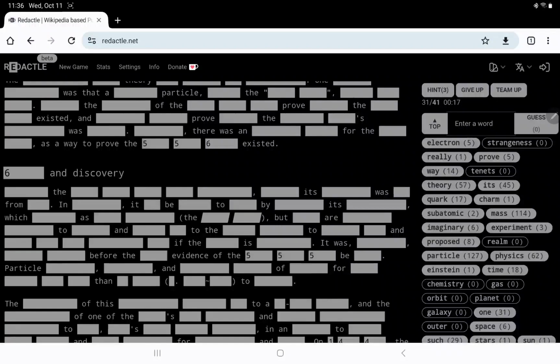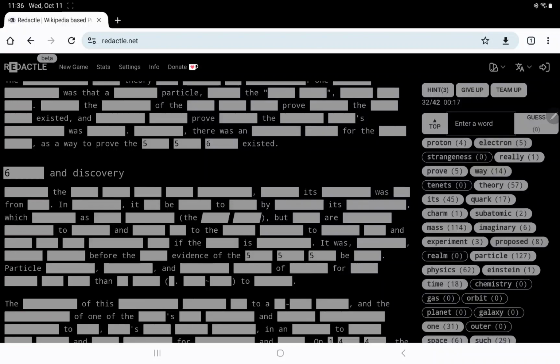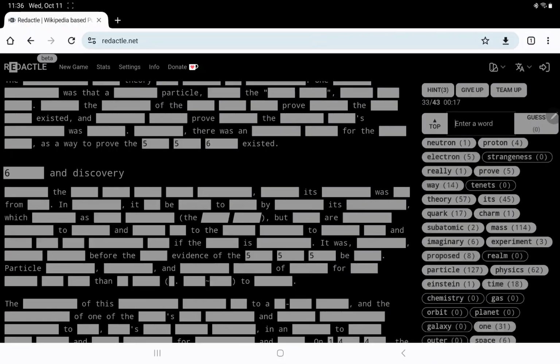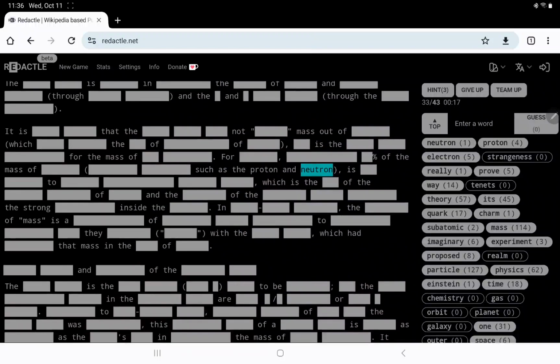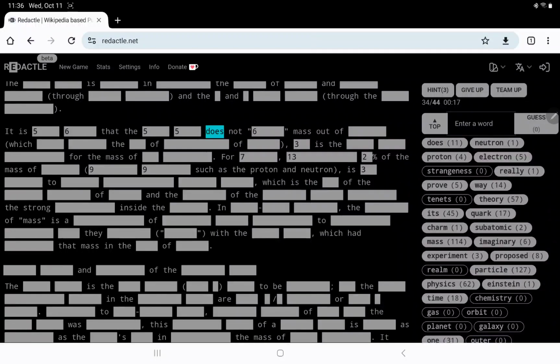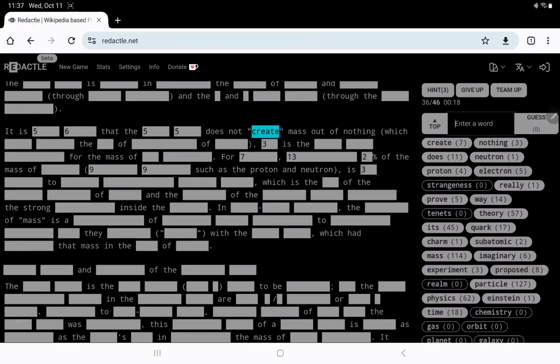Let's do electron, proton, neutron. There's only one. Something, something. It is something, something that the 5-5 does not create mass out of nothing. Yeah, the 5-5 does not create mass out of nothing.